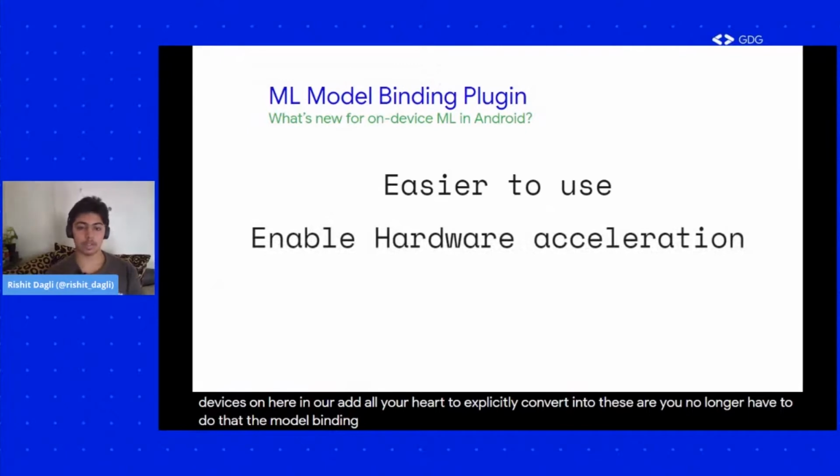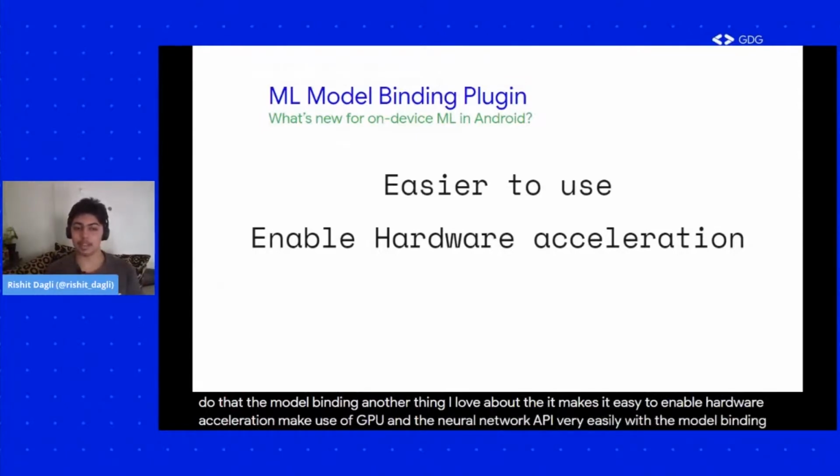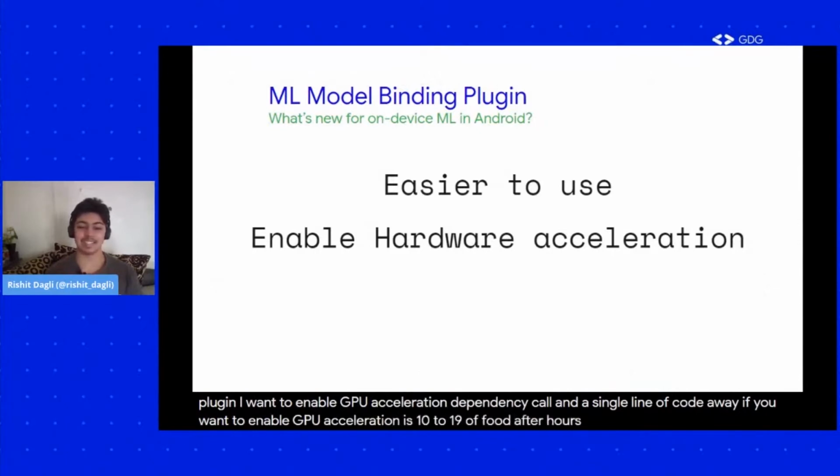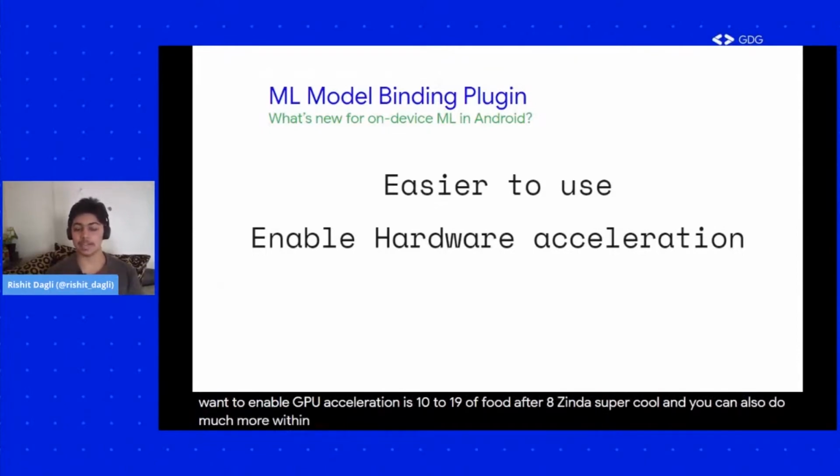Another thing which I love about the model binding plugin is it makes it very easy to enable hardware acceleration or make use of GPUs and the neural network API. With the model binding plugin, let's say I want to enable GPU acceleration. It's just a dependency call and a single line of code away. Isn't that super cool? And you can also do much more with the neural network API in terms of hardware acceleration, and the model binding plugin makes it easy.